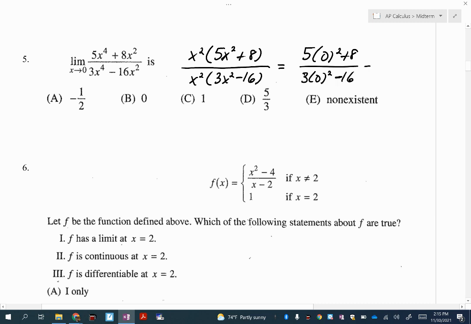And after you do that, you'll get negative 8/16, which if you reduce is negative 1/2. Again, feel free to type this in, and you should have an idea when you look at Desmos on what it's going to be.